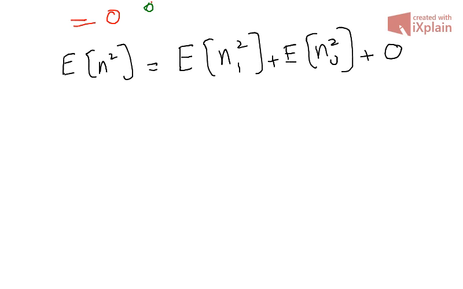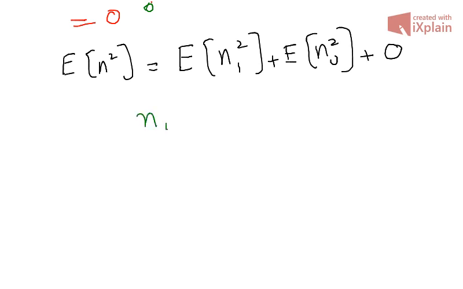So now we need to find this expected value of n1 and n naught squared. So generally speaking, let me find this one for you. We did it, but let me redo it.